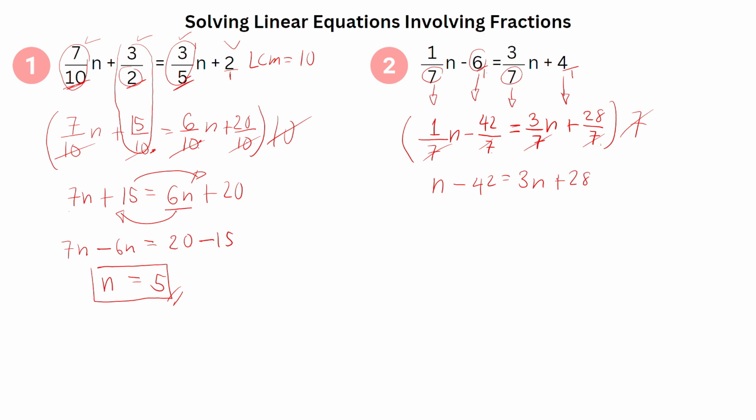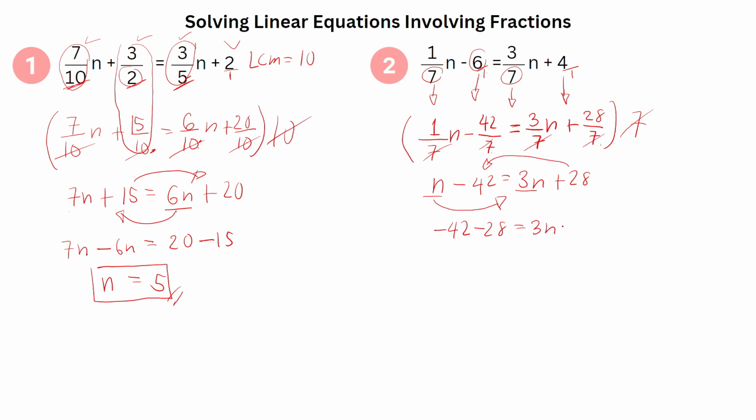Okay, what do we do next? Again, let's check. This one is n, this one is 3n. Which one is smaller? n, right? So we let the n be transposed to the right. Let it be the one to adjust. And then if we put those with the variable to the right side, of course, we put all those without variables to the left. So what will be on the left side? We have here negative 42. Nothing happens to negative 42. Next, 28. What will happen to 28? It will become negative 28 equals 3n. Did 3n move? No, it's just retained here.